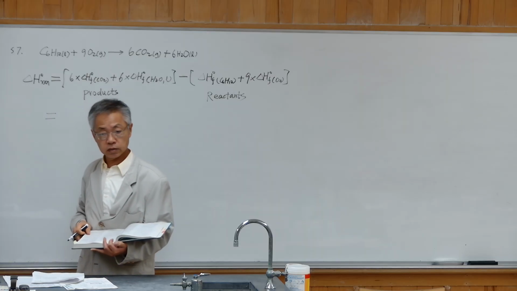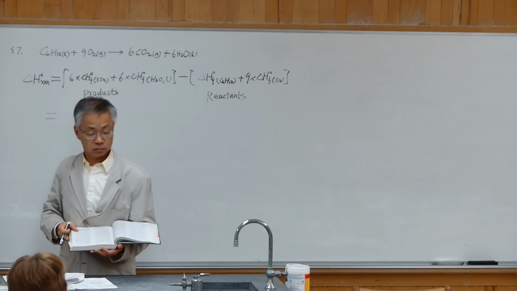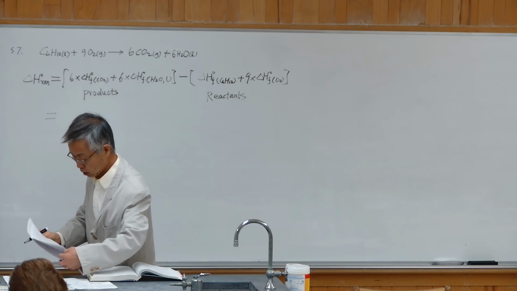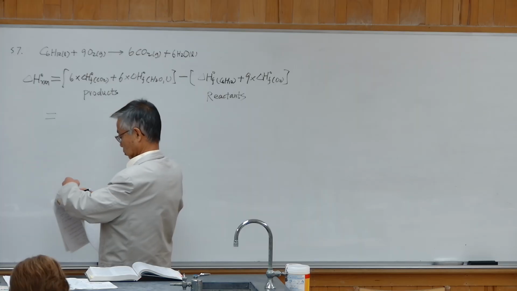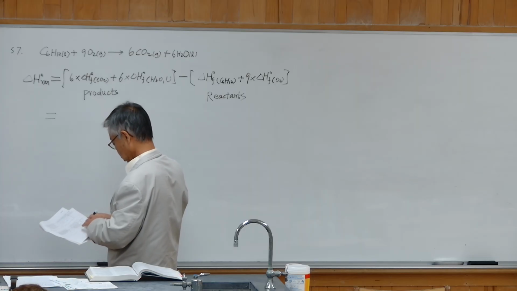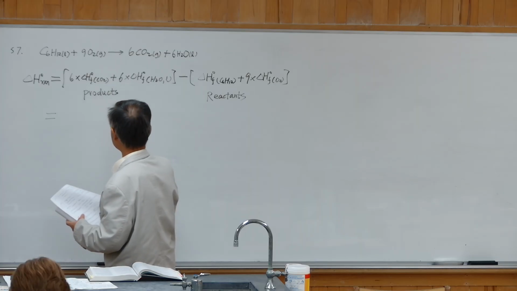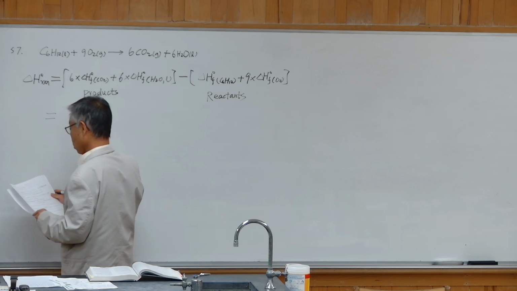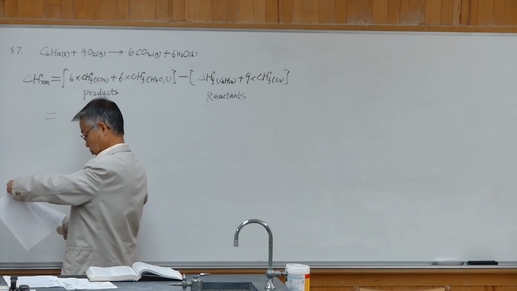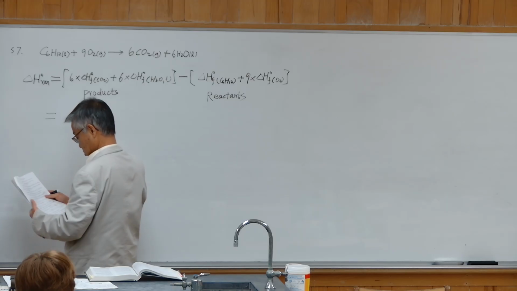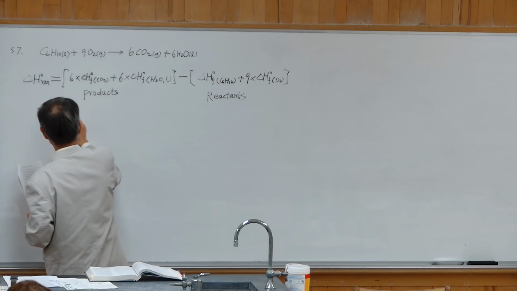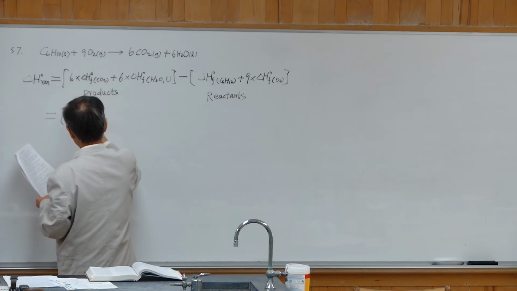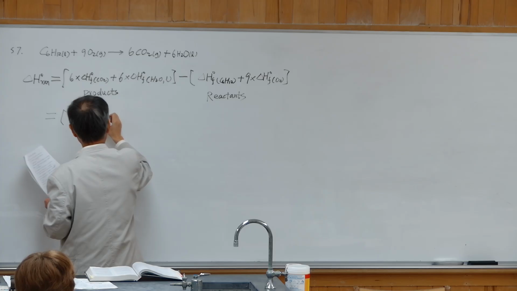During the quiz or test, I will provide you a table. So find the standard enthalpy of formation for each substance listed here. Carbon dioxide is negative 393.5. 6 times carbon dioxide standard enthalpy of formation is negative 393.5.